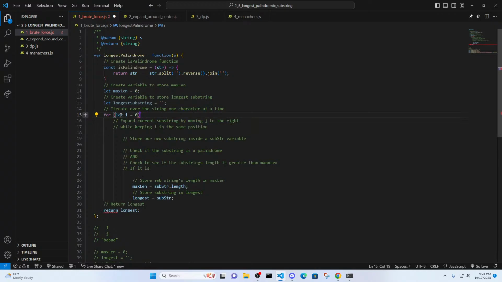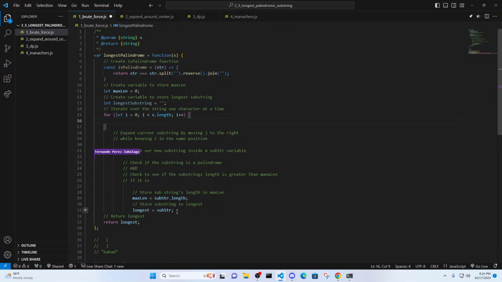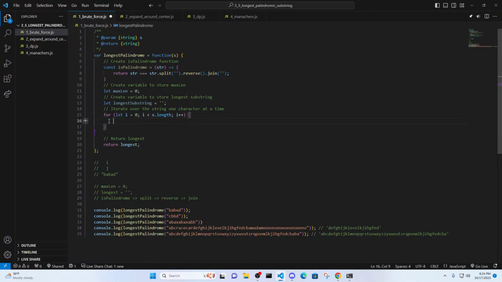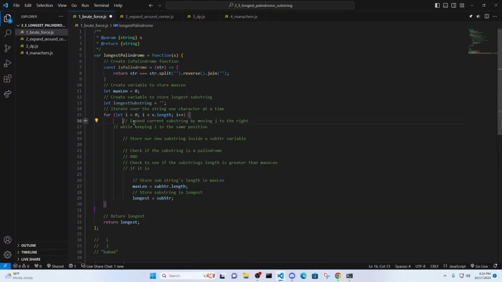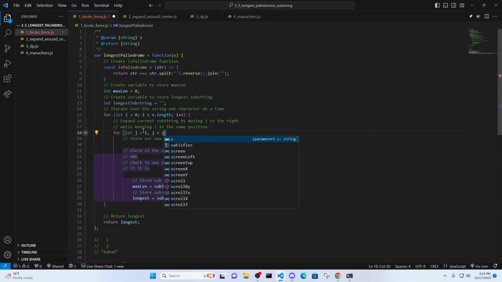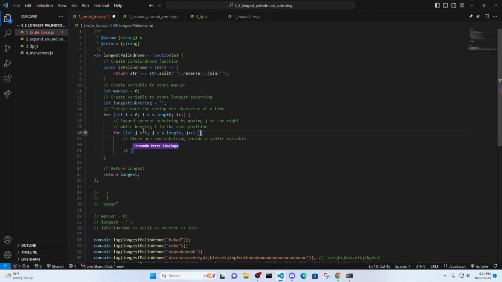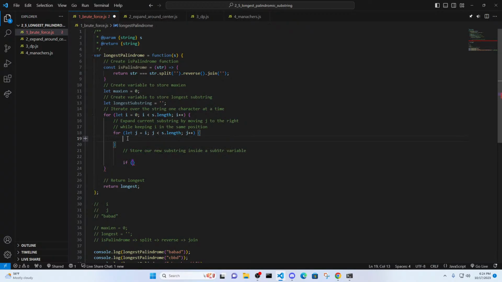Let i equals 0, while i is less than s.length, i plus plus. Let j equals i. There we go.